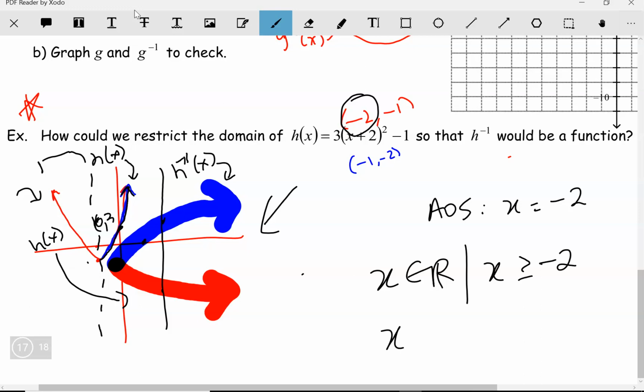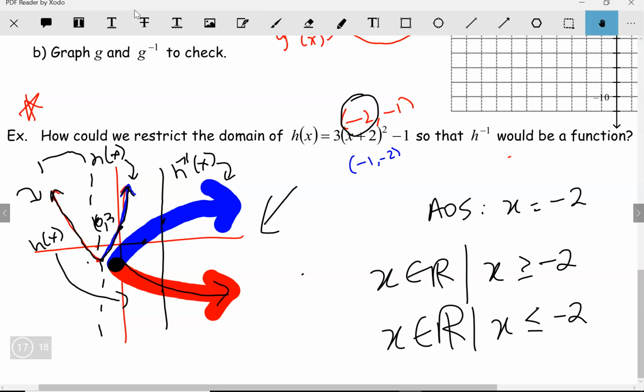We can also restrict the domain the other way. We can say x ∈ ℝ, x less than or equal to -2. In this case, only the red half exists on the inverse parabola, the blue part doesn't exist, and therefore that also passes the vertical line test.